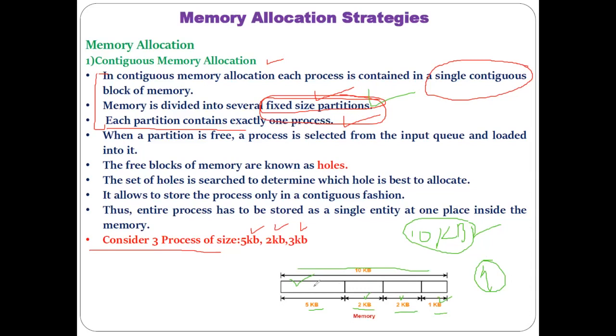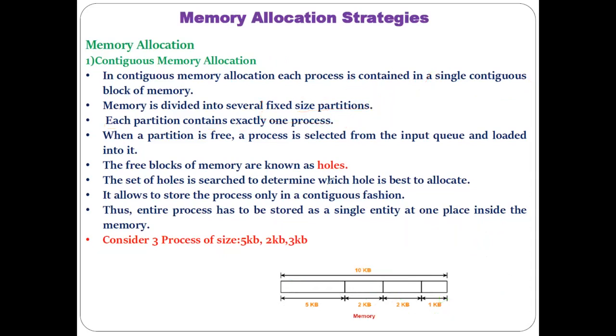Now these 4 blocks of memory can be utilized by 4 different processes. Now consider 3 processes: the first of size 5 KB, the second of size 2 KB, and the third of size 3 KB. Now the 5 KB process will get stored in this particular block of memory, the cell. Understood? Then this 2 KB process will get stored in this block of memory.